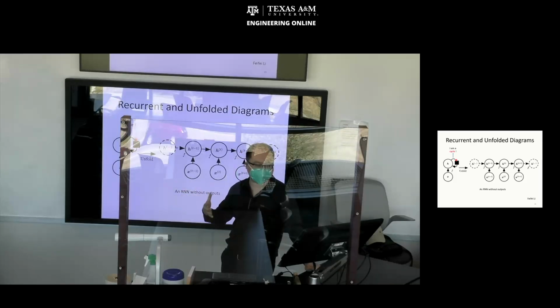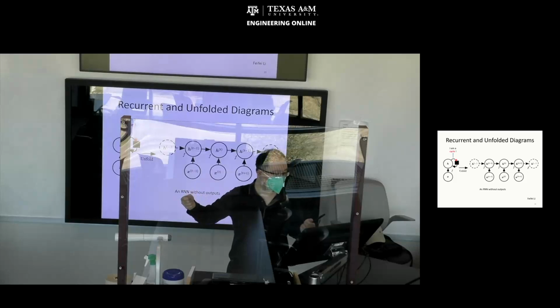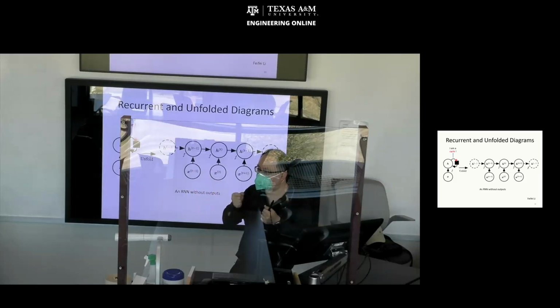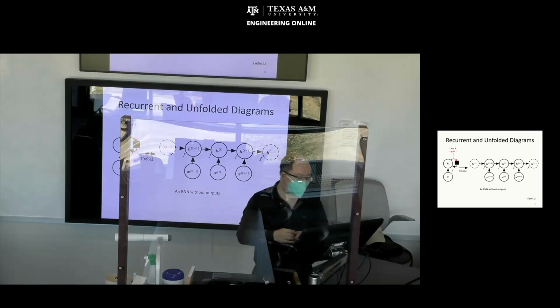So in that sense, I'm saying that it's not unfolded. It's already folded. If you think about the time axis, it's already collapsed. I'm not showing or extending it in the time domain.